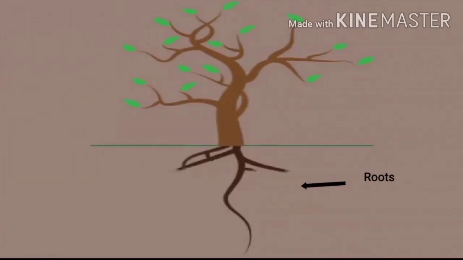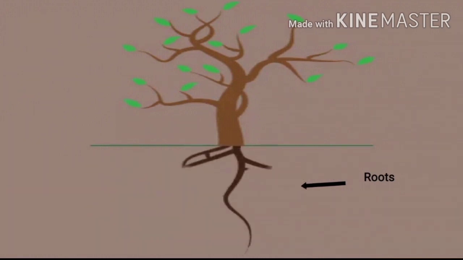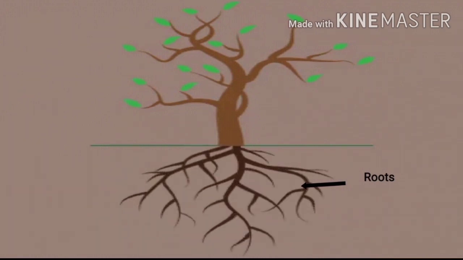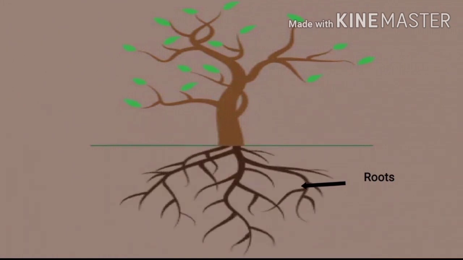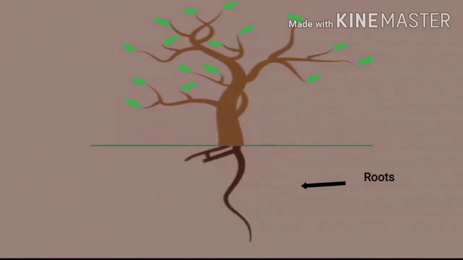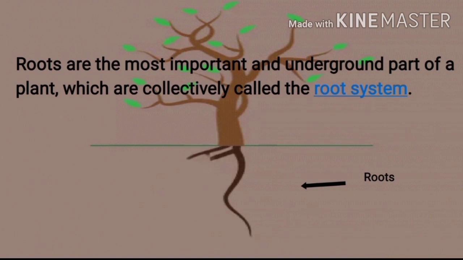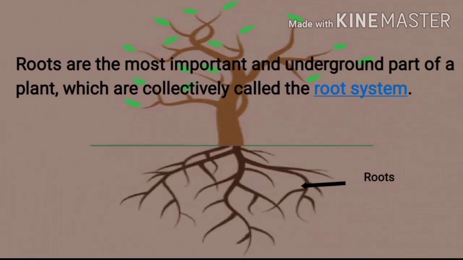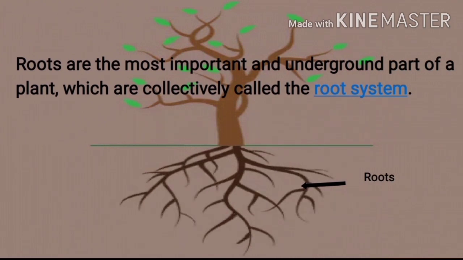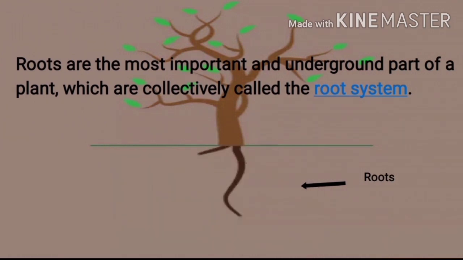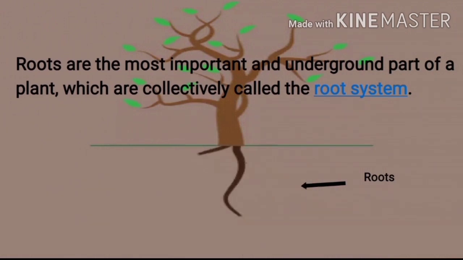Now children, this is roots. Roots are the most important and underground part of a plant, which are collectively called the root system. They are the major part that anchors the plant firmly in the soil. They absorb water and minerals from the soil.